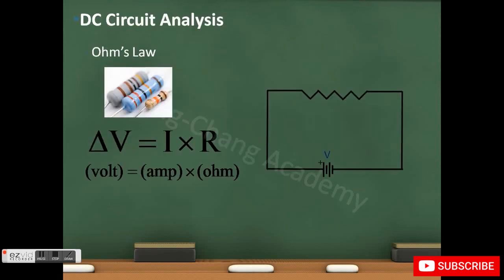Ohm's law is one of the most fundamental equations in electrical engineering. It basically tells you the relationship between voltage and current for a resistor. According to Ohm's law, the voltage across a resistor is equal to the current flowing through the resistor times the resistance. For example, if we have 5 volts across a 100 ohm resistor, we know the current flowing through that resistor will be 5 divided by 100, which is 0.05 amps.